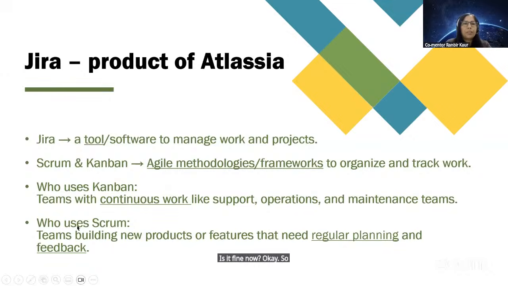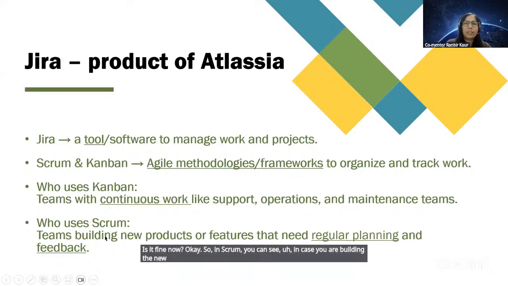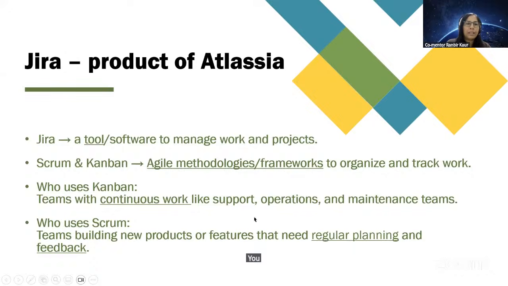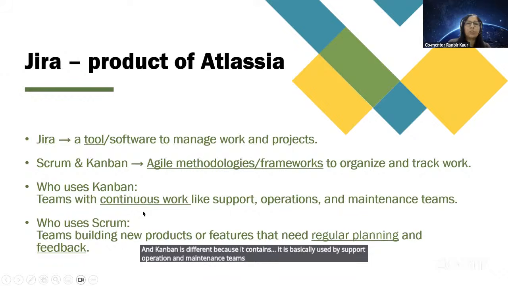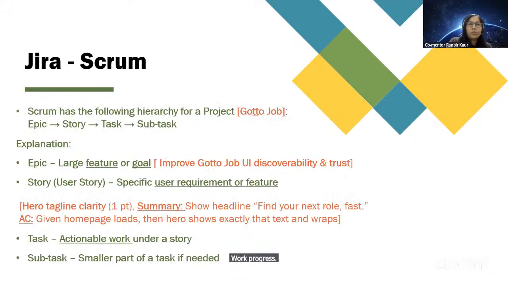So in Scrum, in case you're building a new product as a team, then you need regular planning and feedback. And for that purpose, you would be using Scrum. And Kanban is different because it is basically used by support, operation, and maintenance teams for their continuous work progress. So we would be using Jira Scrum for this activity for assignment number 4.